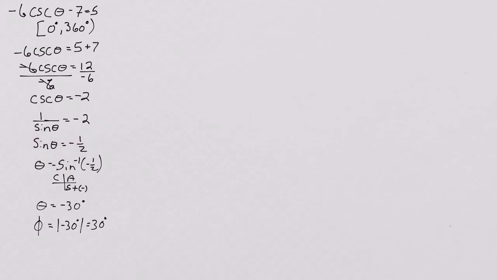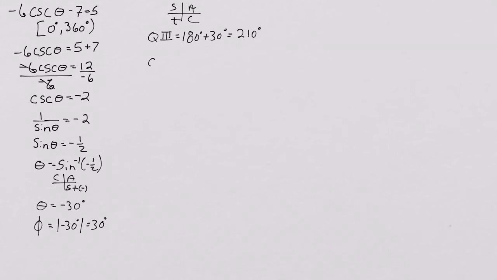I need to ask myself, what two quadrants is sine negative in? Well, we go back to our good old friend, All Students Take Calculus. We know sine is positive in quadrants 1 and 2. Therefore, it must be negative in quadrants 3 and 4. So the answers I need to find using my reference angle are going to be in quadrant 3 and quadrant 4. Quadrant 3 is going to be 180 degrees plus my reference angle, which is 30 degrees, which gives me 210 degrees.